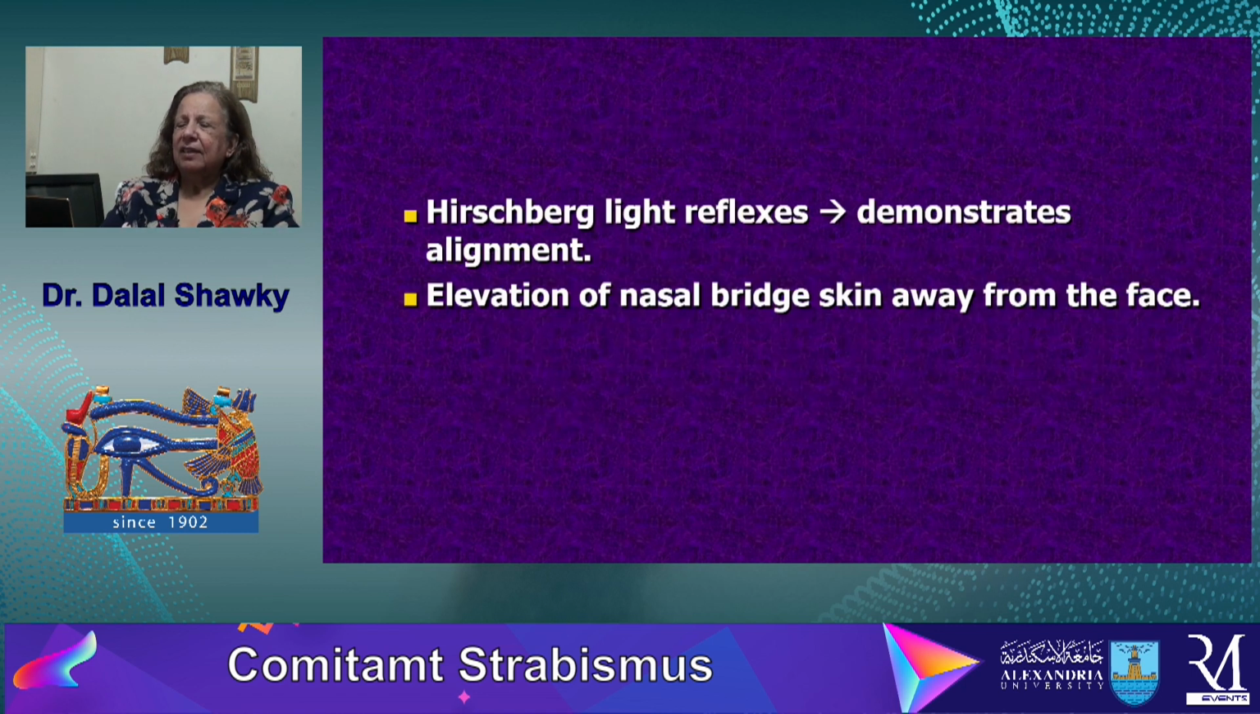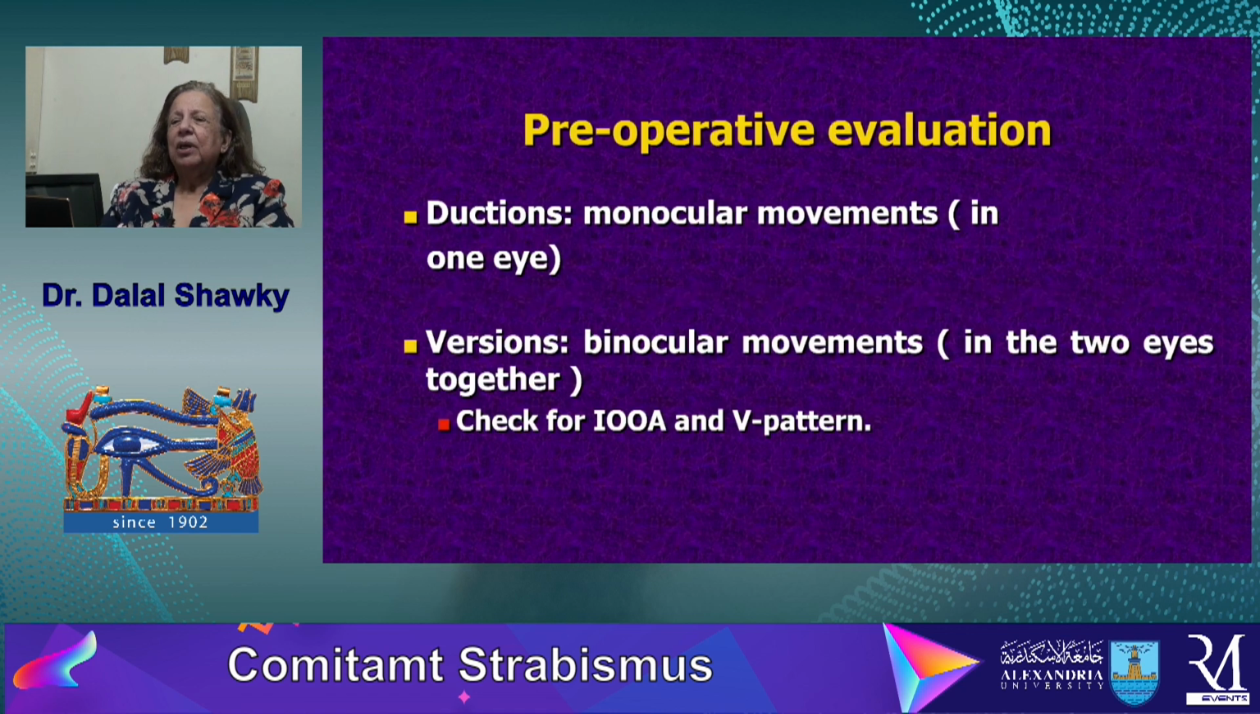If the light reflex is in the same position, this demonstrates good alignment. To demonstrate to the parents that there is no squint, we pinch the skin over the nose and elevate the nasal bridge away from the face. The two eyes will appear normal, and the parents will be convinced that there is no squint and this is only pseudo-strabismus. How to evaluate the patients preoperatively?